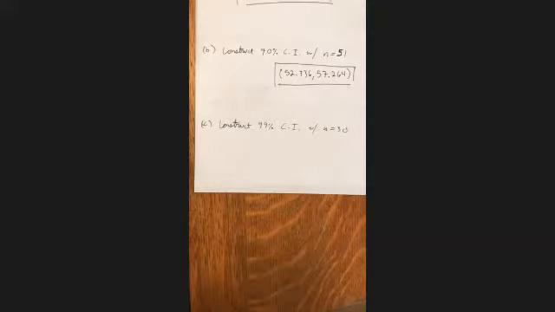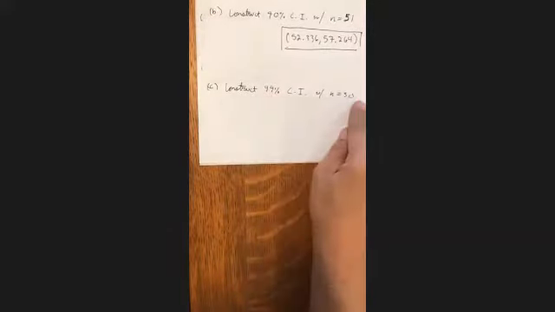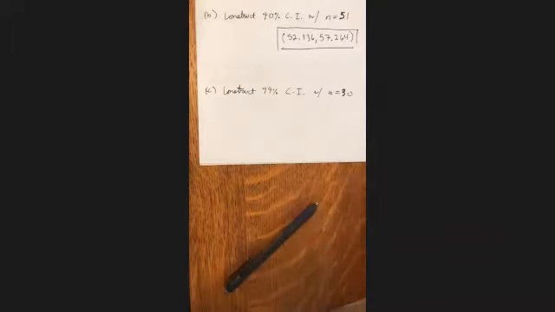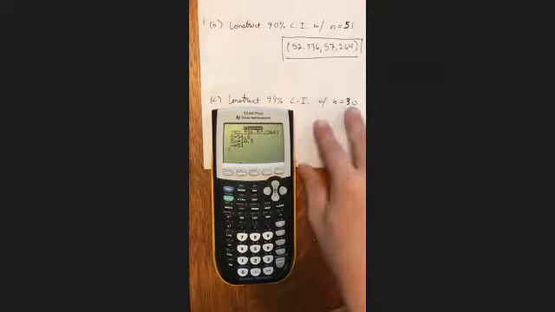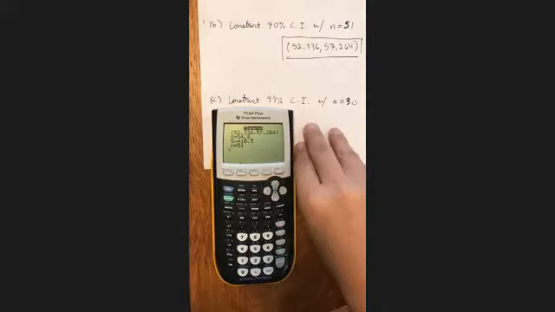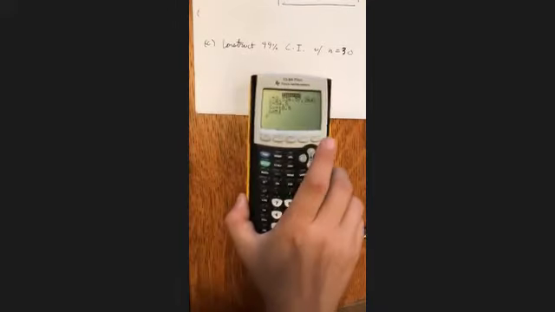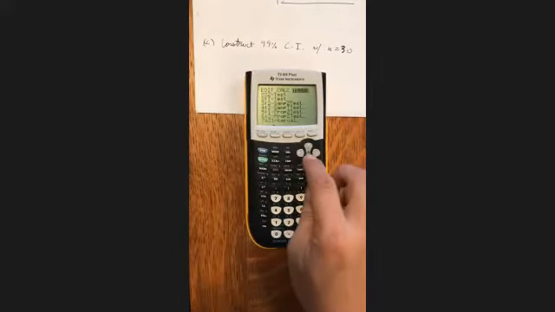All right, let's do it one more time. So now they say construct a 99% confidence interval with the sample size equal to 30. So again, we bust out the calculator. Get out of the clear. Stat, test, t interval.